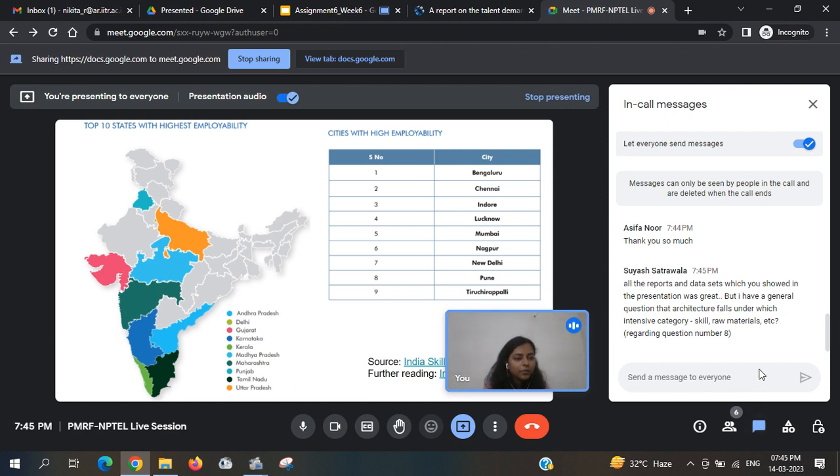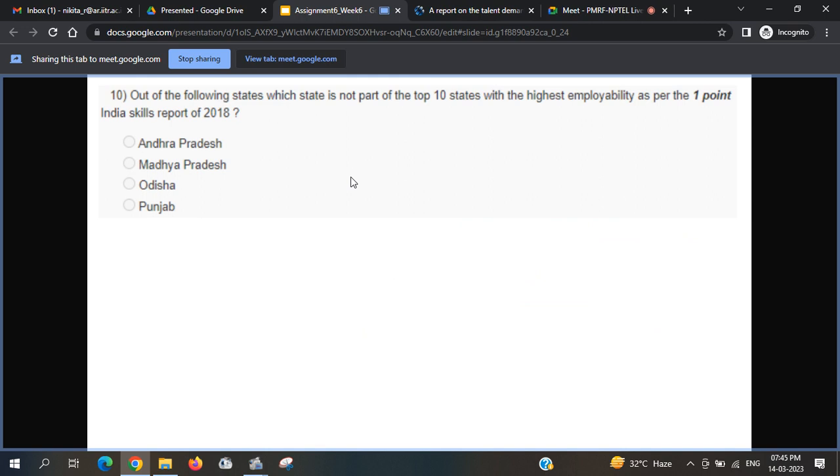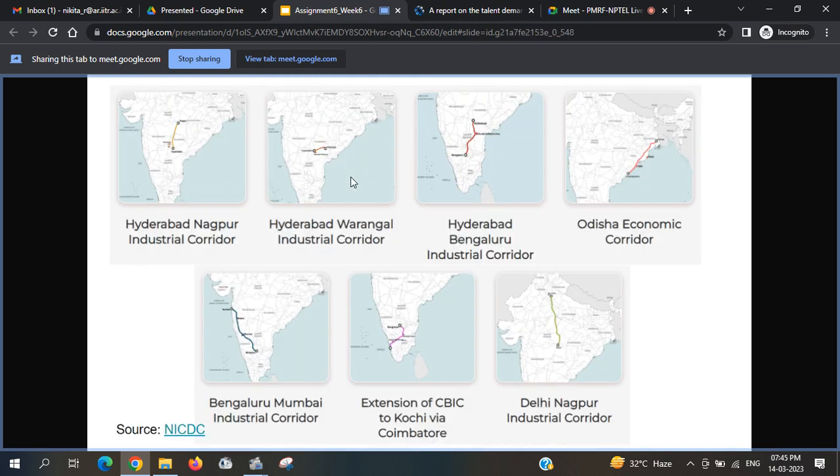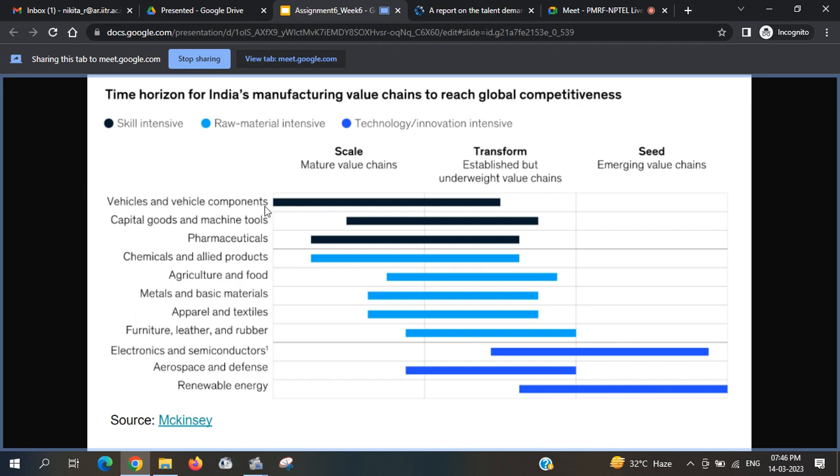So yes, she's asking about the reports and data sets which I showed in the presentation. He has a general question: architecture falls under which intensive category, skill, raw material, etc.? Architecture is an industry which falls in the service sector, but even in the service sector, different components related to architecture can fall under different categories. Here we talked largely about capital goods, machine tools, pharmaceuticals, chemical and allied products. This is about the manufacturing sector.